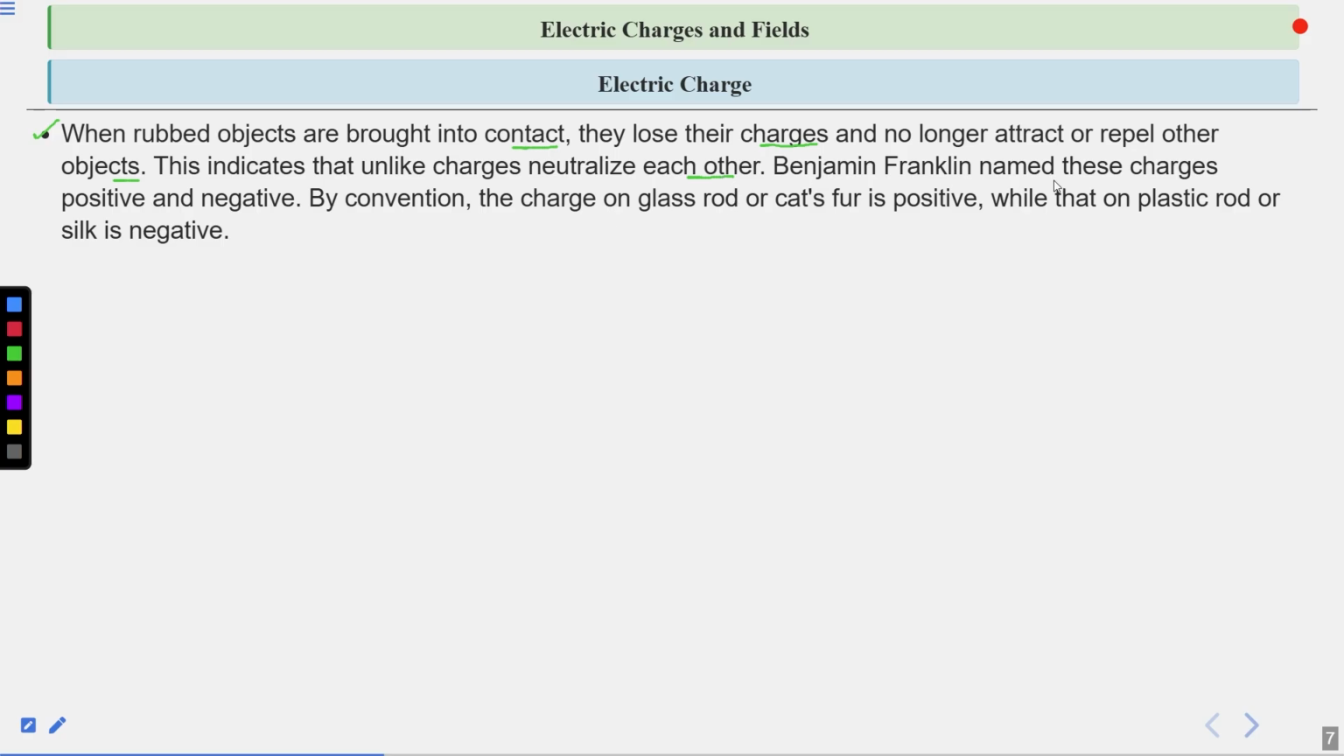Benjamin Franklin named these charges positive and negative. So there are two types of charges, positive charge and negative charge. Positive-positive means like charges, negative-negative means like charges, positive-negative is unlike charges, and negative-positive is also unlike charges. By convention, the charge on a glass rod or cat's fur is positive, while that on a plastic rod or silk is negative.